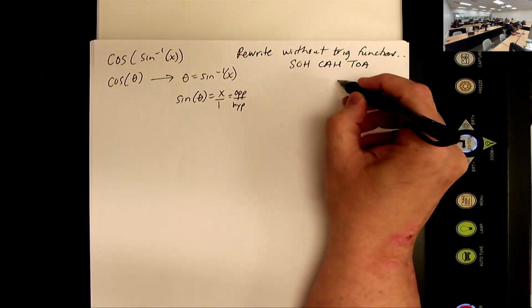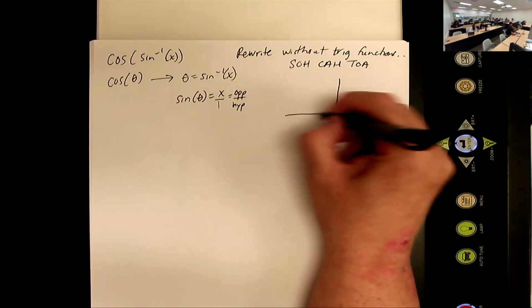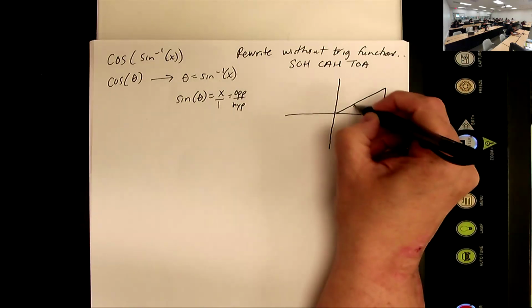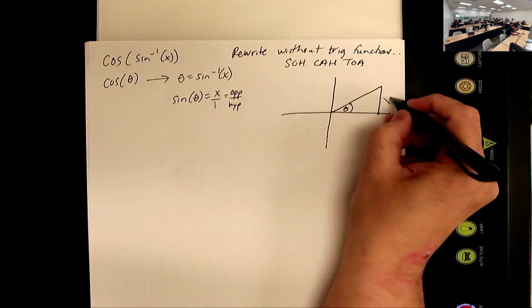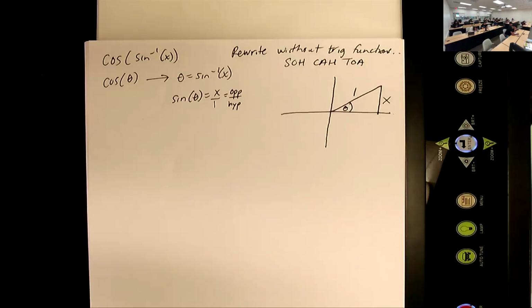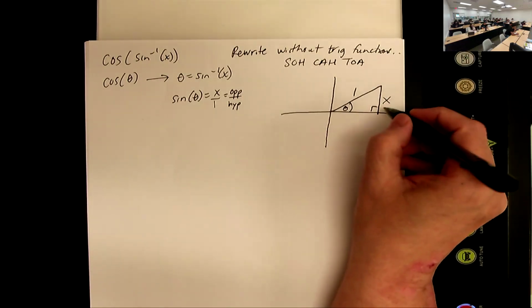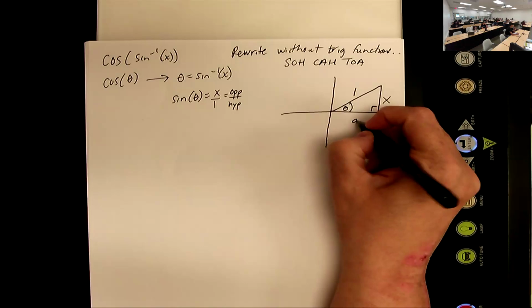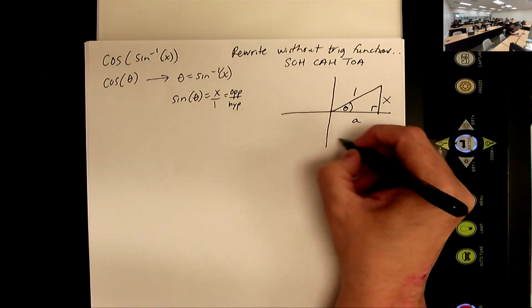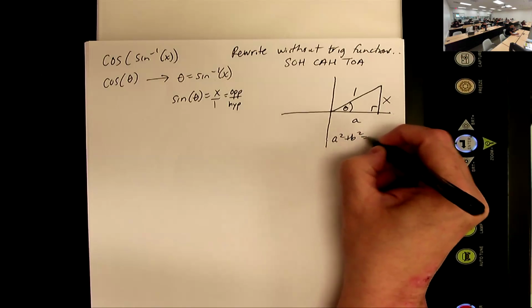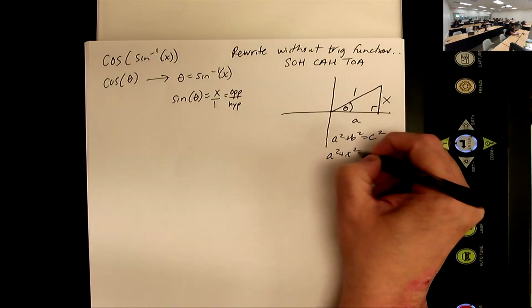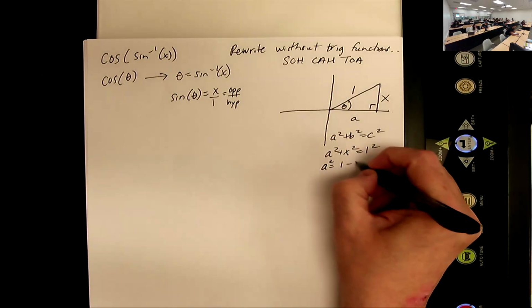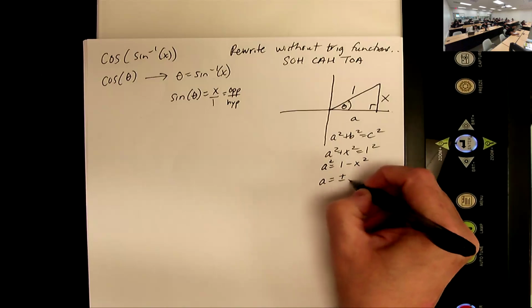And since we don't know if x is positive or negative, I'm just going to treat it as positive. We're looking at something like this. Angle theta. Opposite is x. Hypotenuse is 1. Which is weird calling that x because that's really our y. But we don't know the length of the adjacent side. I'll call this a. Using the Pythagorean formula, a squared plus b squared equals c squared: a squared plus x squared equals 1 squared. So a squared equals 1 minus x squared. And a equals plus or minus the square root of 1 minus x squared.